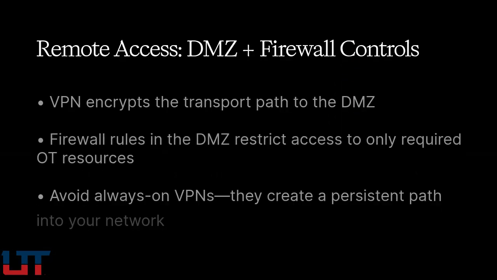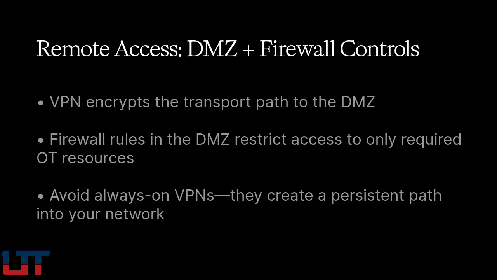From the DMZ, with appropriate firewall rules in place, they access the specific OT resources their work requires. The VPN handles encryption of the transport path. The firewall and DMZ architecture handles access control to OT systems.